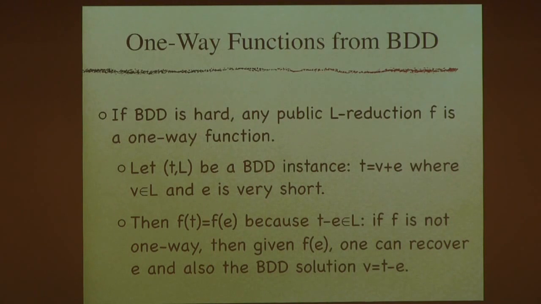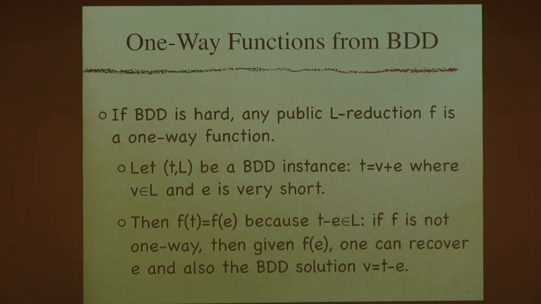So I claim that if bounded distance decoding is hard, any L reduction is a one-way function. Why is that? Suppose I want to solve a BDD instance. I'm given a target with a lattice. Then T is equal to V plus E, where V is a lattice point, and E is very short because the target is very close to the lattice. Then by definition, F of T is equal to F of E, because T minus E is a lattice point.